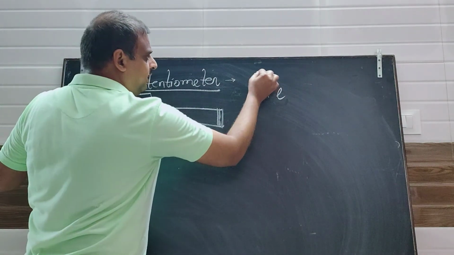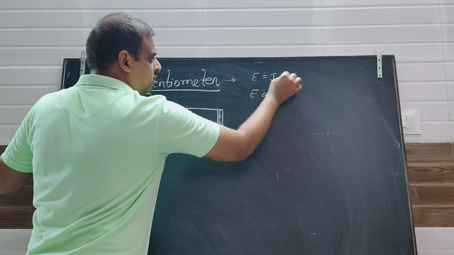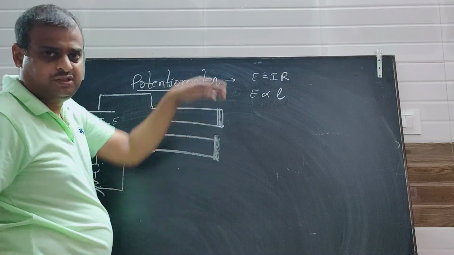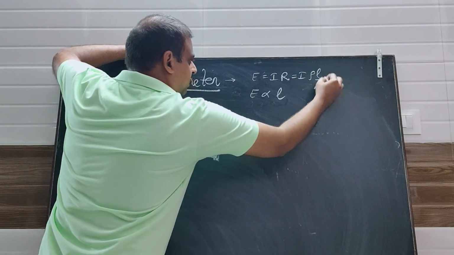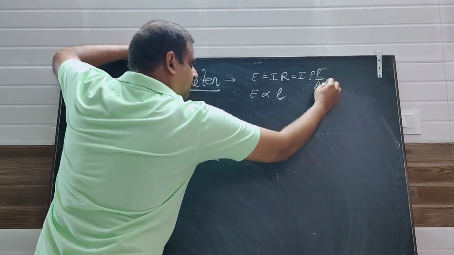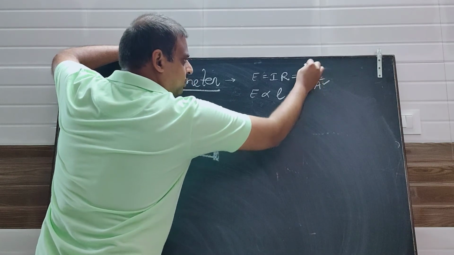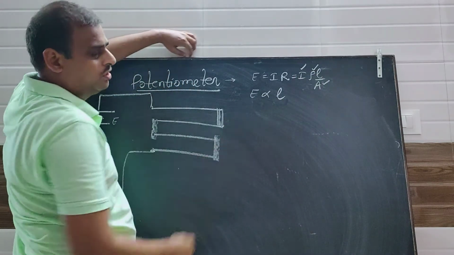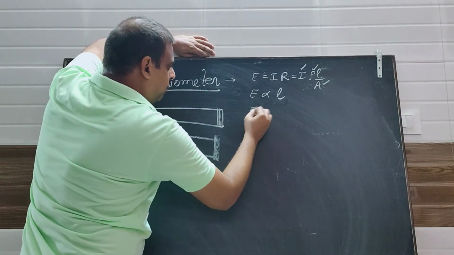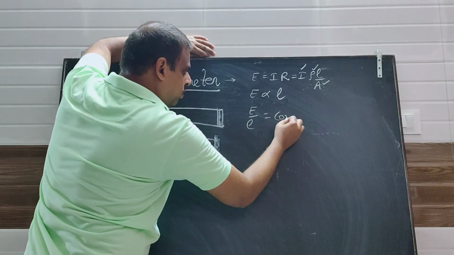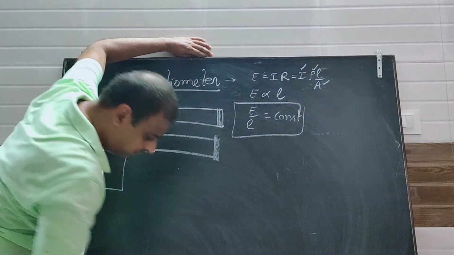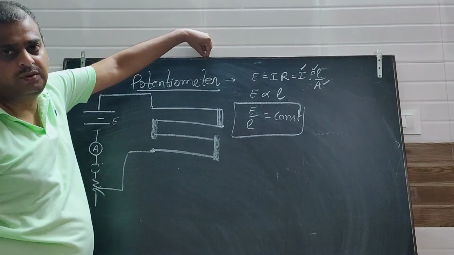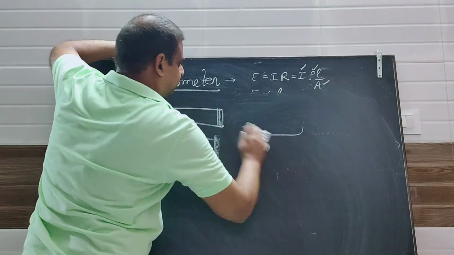We know that E is equal to IR, potential difference is equal to current into resistance, R is rho L by A. If area is constant, resistivity is constant, current is constant, then E is directly proportional to L. So E upon L is equal to constant. So this is the principle of the potentiometer, based on potential gradient.